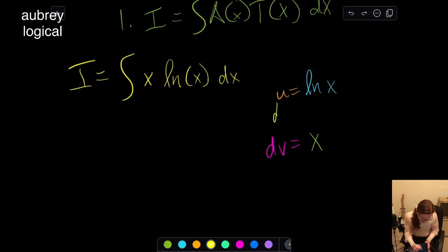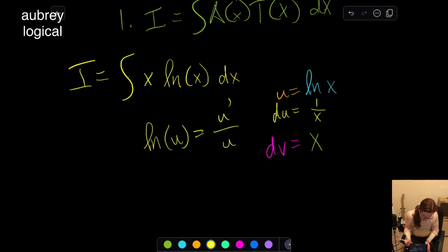So now we want to find the derivative of u with respect to x. The derivative of u, as I said earlier, is going to be 1 over x, and that is because the derivative of ln of any expression is going to equal that expression's derivative over the expression.